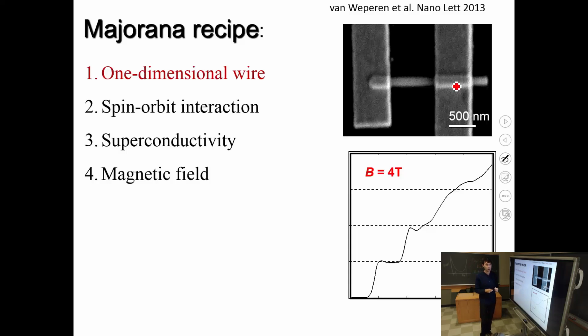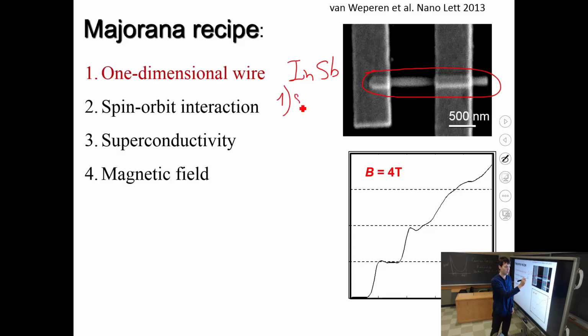So for the nanowires, the system looks like this. Here is a nanowire. It is a couple microns long. And it is made of a semiconductor called indium antimonide. Why this choice? For a couple of reasons. First of all, it has a strong spin-orbit interaction.